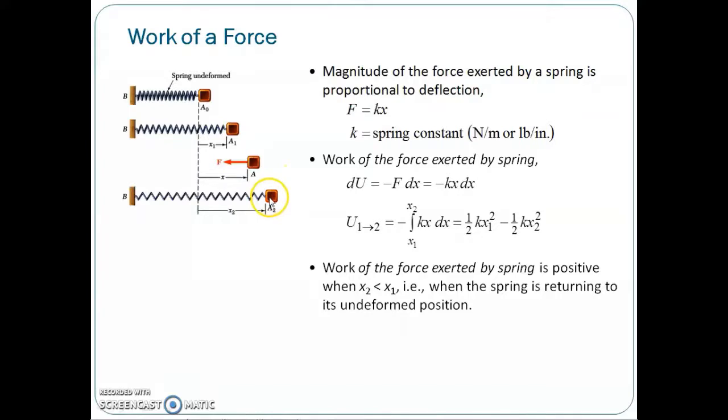When this body is returning to its original undeformed position, then we have x2 less than x1 in this case, which means the final displacement x2 becomes less than our initial displacement x1. Then, substituting into this equation for the work of the force exerted by the spring, we will have a positive work, where x1 here is larger than x2. So it will give us a positive work.